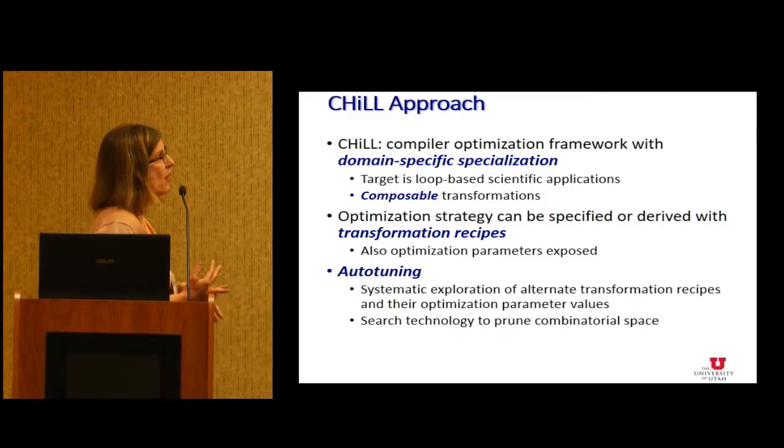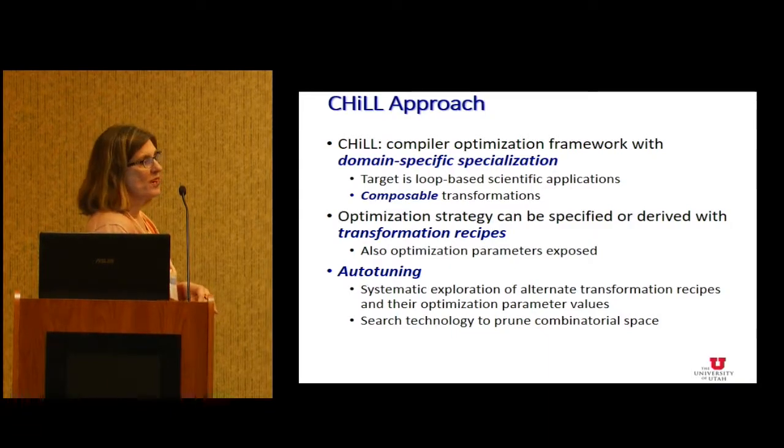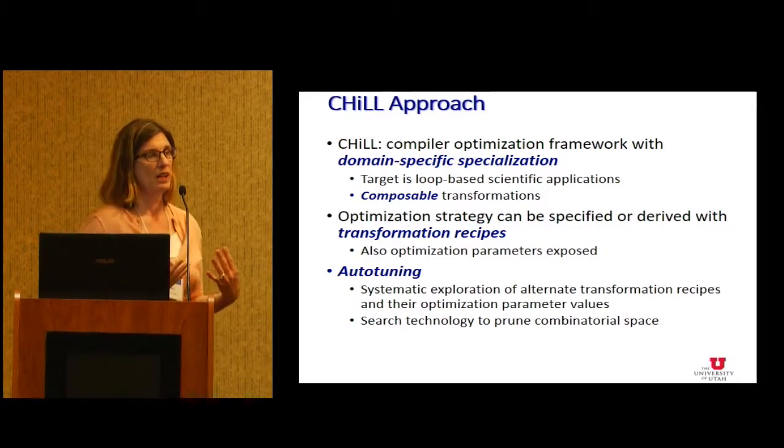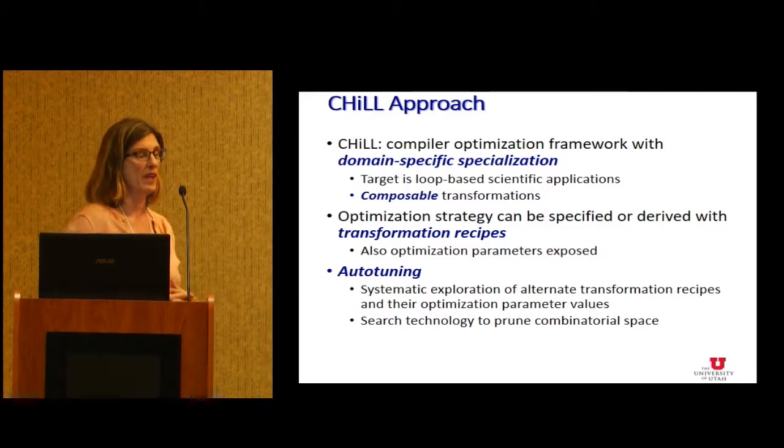So that's why we developed CHiLL. It's a compiler optimization framework, and we build domain-specific optimizations in CHiLL in addition to standard optimizations. You'll mostly see standard optimizations today with one example of a domain-specific optimization. And those transformations, because of the kind of compiler framework in which CHiLL is built, are composable, and that means that you can apply a very complex sequence of transformations and get parallel code.